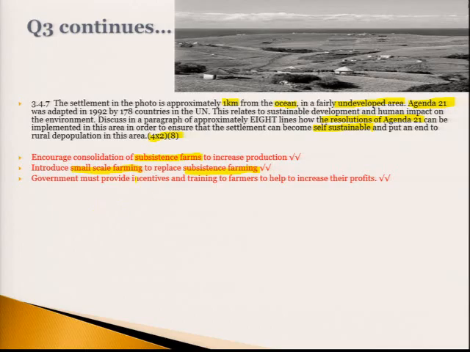Government must provide incentives and training to the farmers to help to increase their what? Their profit. On small scale, they must introduce genetically modified crops or food so that they can start to last longer, especially when the conditions are now different. Introduce rotation.